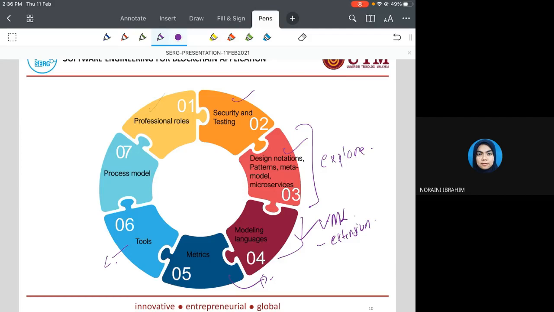Okay. And then of course the process model. The process model needs to go through some major changes. For example, if you want to apply agile scrum to develop blockchain software, you need to adjust something at the process level.